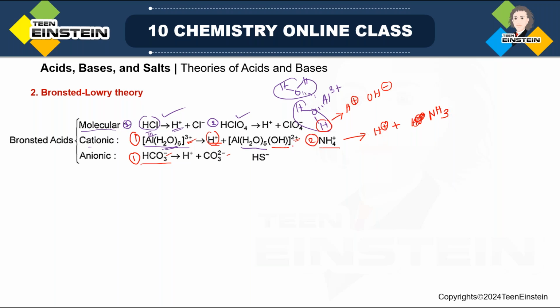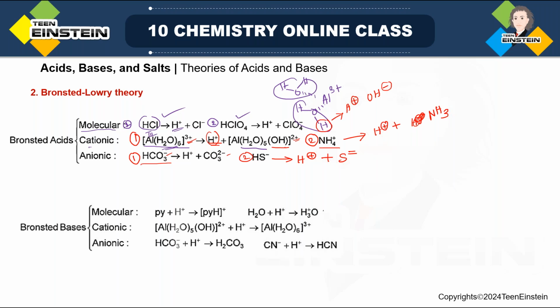This is also the first example. This is the second example under the cationic category. And under the anionic category, the first example is HCO3 minus, bicarbonate anion. The second example is HS minus. Now this species can also produce proton and S 2 minus. So as all these species are fulfilling the criteria, total 6 examples you have seen, 2 under each category. So now you have understood what is Bronsted acid.